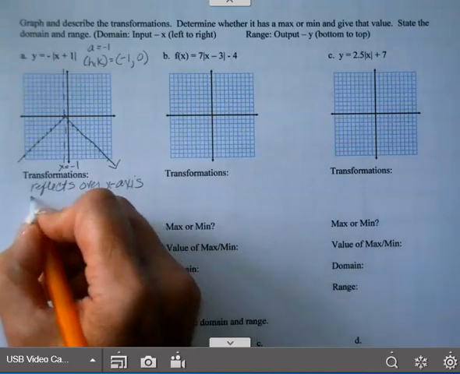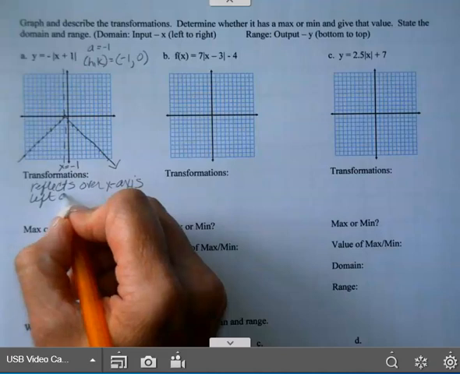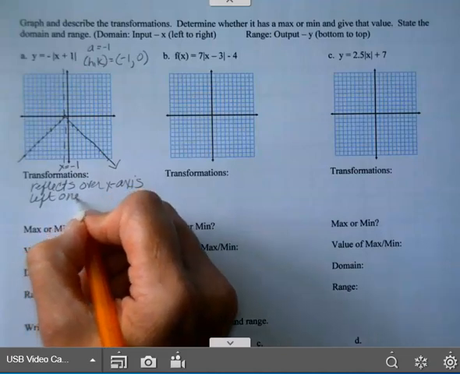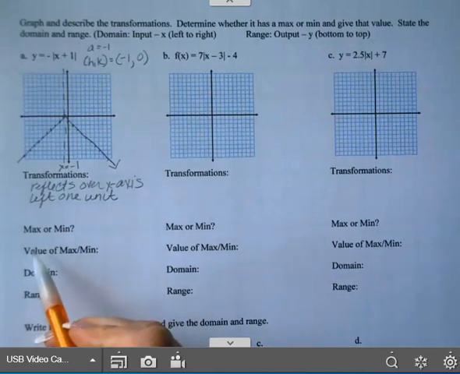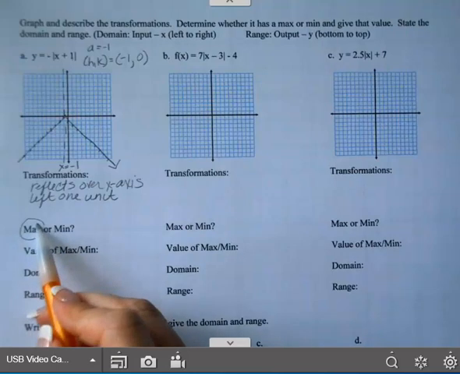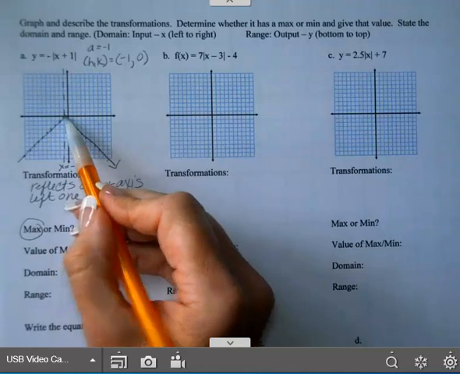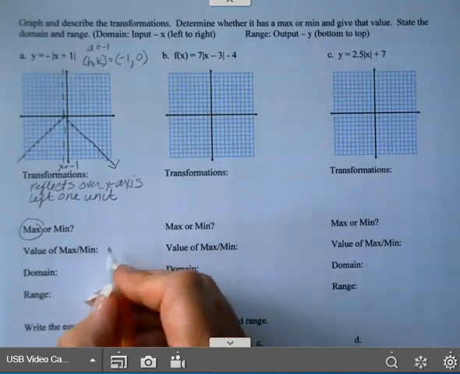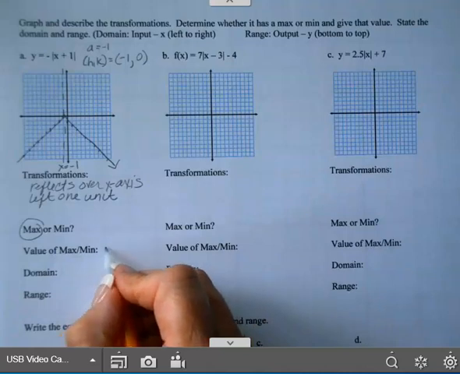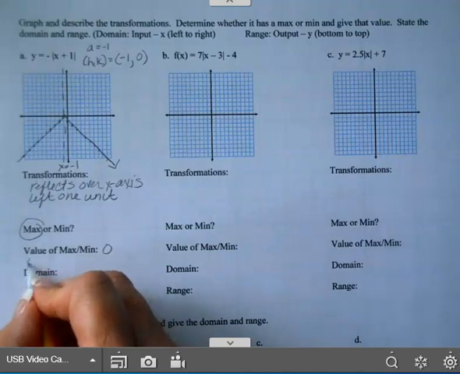And my graph has gone left 1 unit from the parent function. I knew that it had a maximum from the equation because it was negative, but you could also look at your graph and see it has a maximum. The value of the maximum is 0. It's your y value of the vertex.